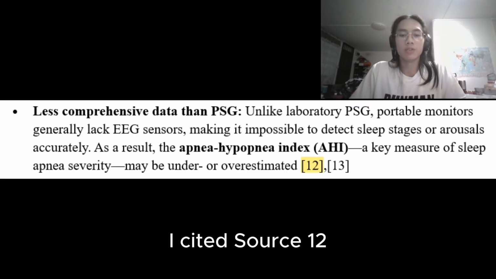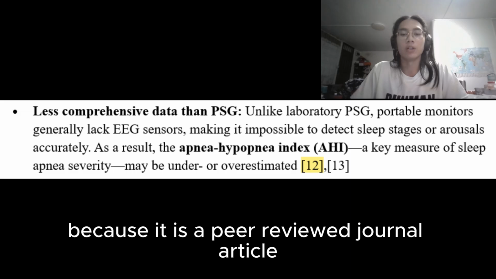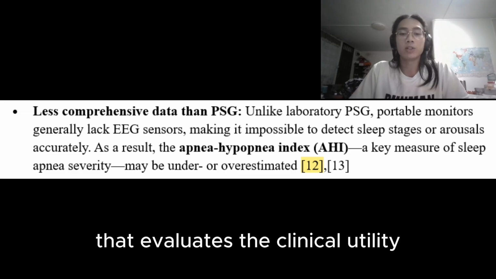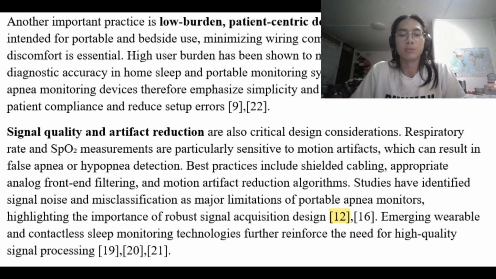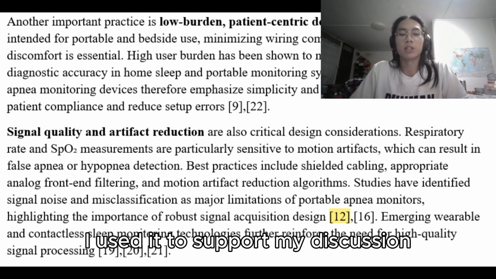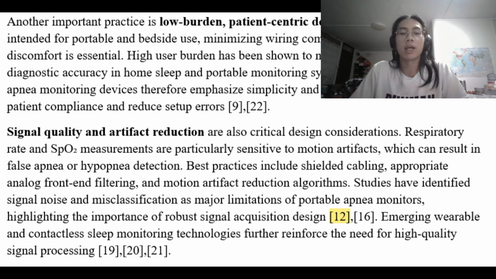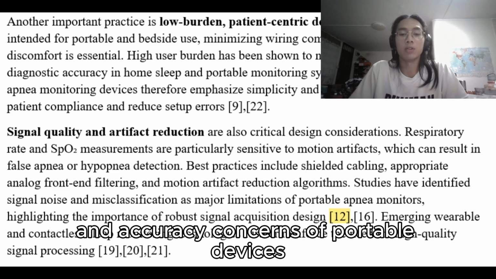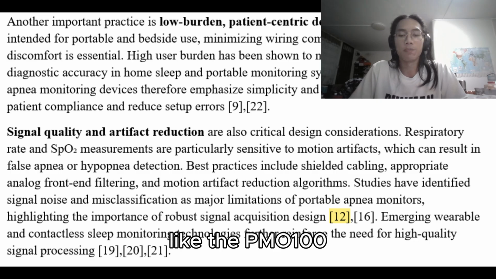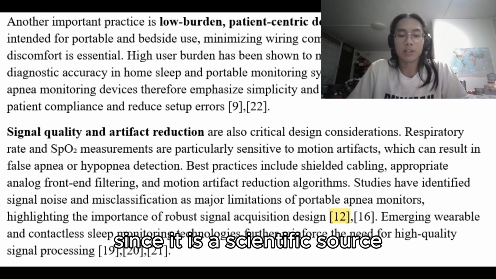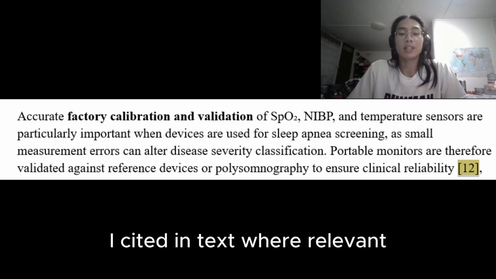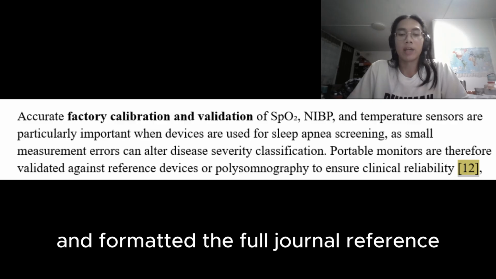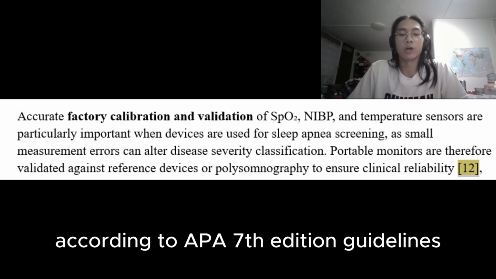I cited Source 12 because it is a peer-reviewed journal article that evaluates the clinical utility of portable sleep monitors compared to full polysomnography. I used it to support my discussion on diagnostic limitations and accuracy concerns of portable devices like the PMO-100. Since it is a scientific source, it strengthens the credibility of my report. I cited in-text where relevant and formatted the full journal reference according to APA's 7th edition guidelines.